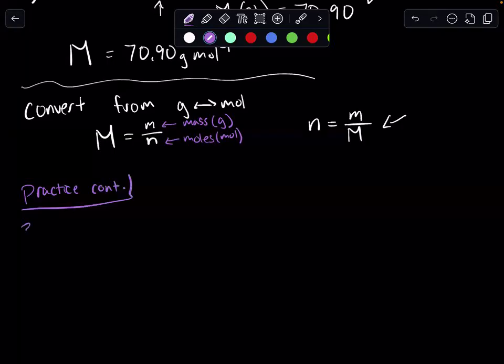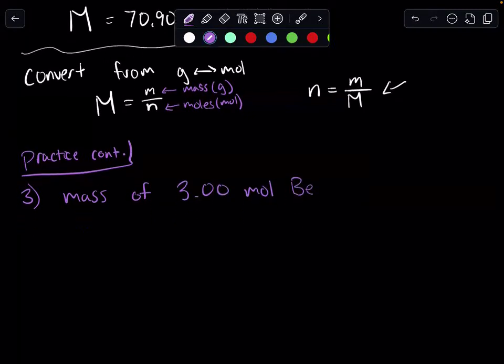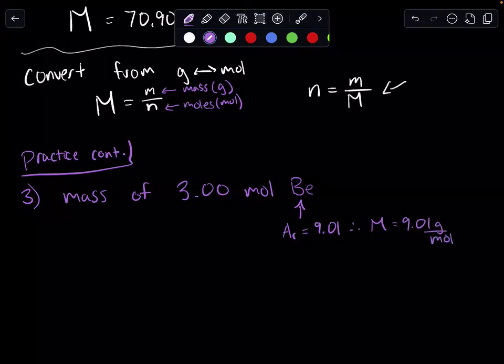All right, so we're on number 3. So what is the mass of 3.00 mole of beryllium? So again, pause it, otherwise I'm getting started right now. All right, so I know my relative atomic mass of beryllium is 9.01 as given by my periodic table. Therefore, my molar mass is also 9.01 grams per mole.